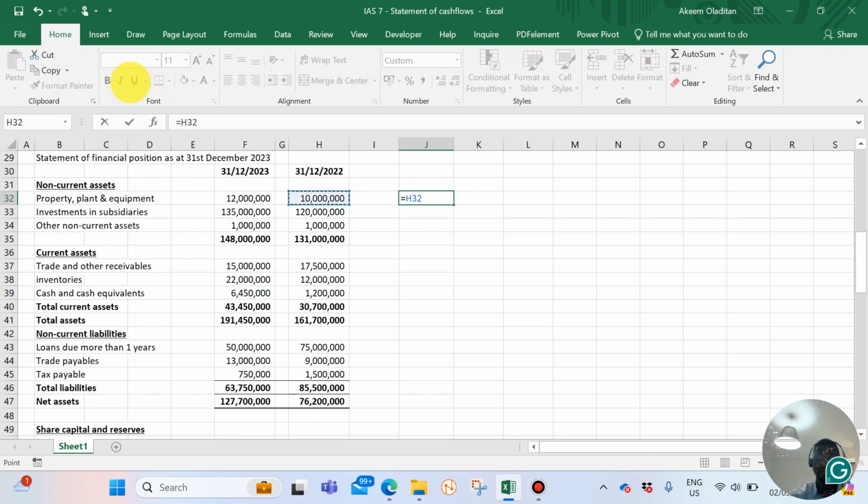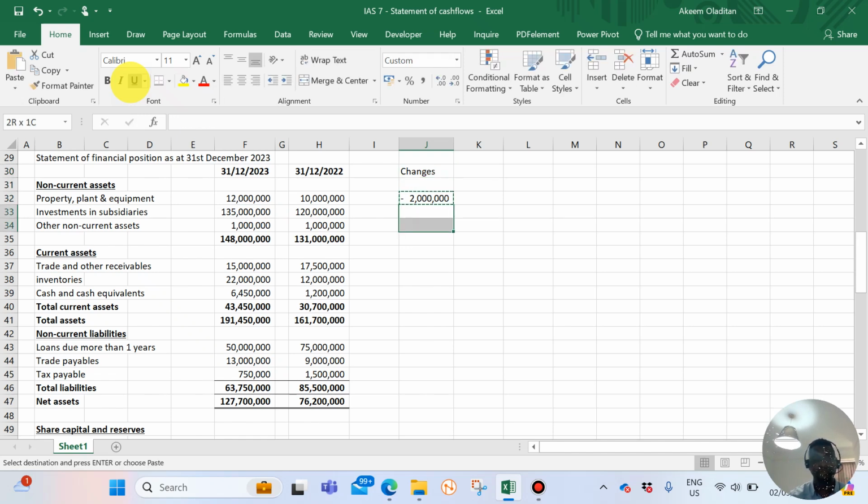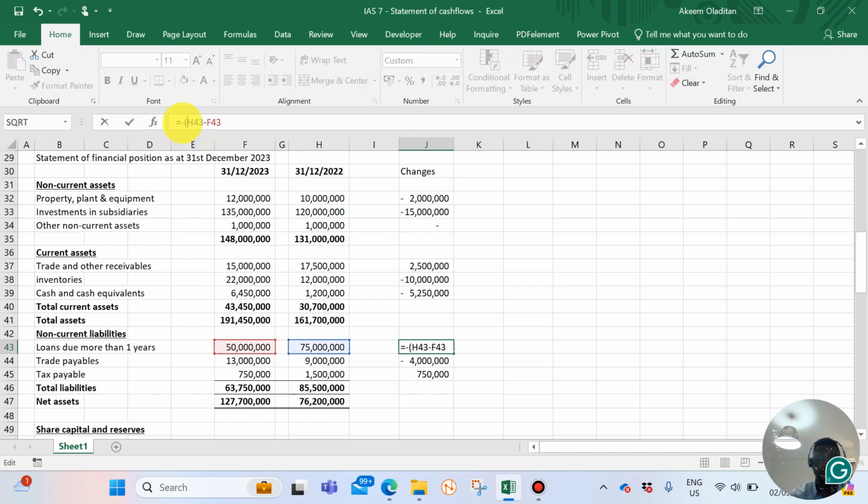So the opening figure minus, so like the changes, what are the changes? So opening figure minus closing figure, that's what I'll do. I'll do that for all of them, including cash. But when I get to liabilities, I need to put negative because you know it's liabilities, for me to be able to test that what I've done is right. And also down.